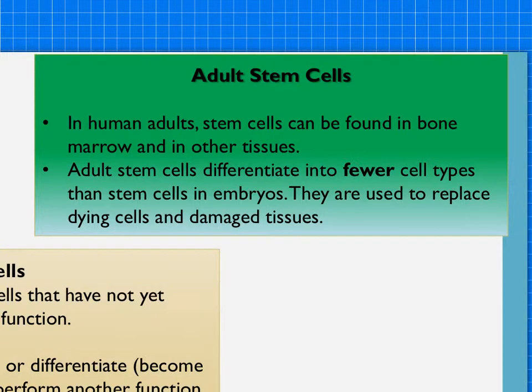There are also adult stem cells, so in human adults, stem cells can be found in places like the bone marrow and in other tissue. So in bone marrow, they make red blood cells. Adult stem cells can differentiate into fewer cell types than stem cells in embryos. They are used in your body to replace dying cells and damaged tissues, and also used for growth.